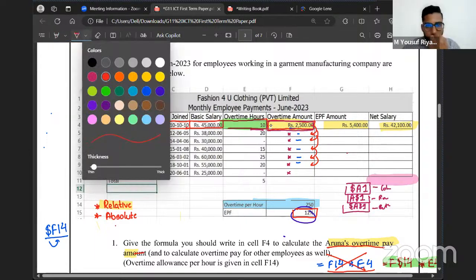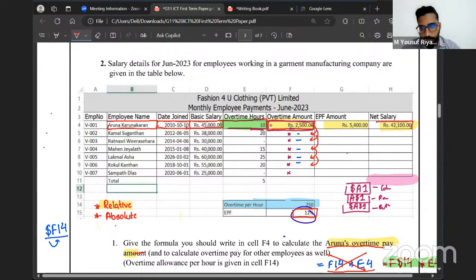Now, Anura's salary is there in the H4 cell. Similarly, the other employee salaries are in the respective cells as well. Kamal will be here, Ratnasiri here, Mahen here, Lakmal here, Kohul here, Sampath here. Other employee salaries will be in the remaining cells. Now, if I want to find the total of them, what is the function I can use in a spreadsheet?